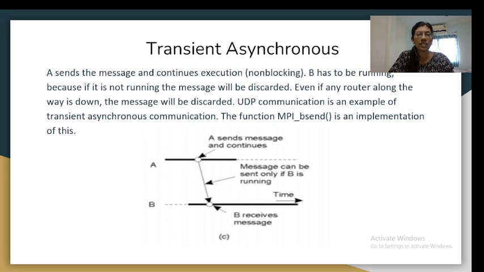Next type is transient asynchronous. Here, A sends the message and continues execution. That is, it will be non-blocking. B has to be running because if it is not running, the message will be discarded. Even if any router along the way is down, the message will be discarded. UDP communication is an example of transient asynchronous communication. The function MPI buffer send is an implementation of this. It is shown in this diagram.